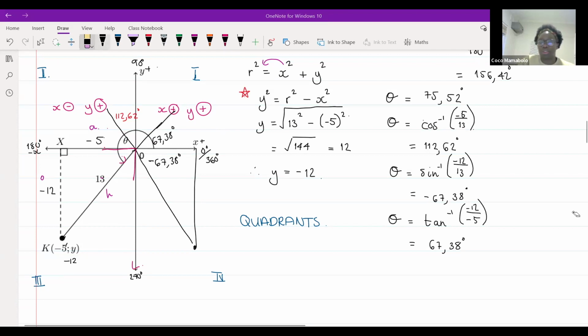So we can take 270 degrees minus 67.38. What is that going to give us as an answer? Final answer there: 202.62 degrees. Good.